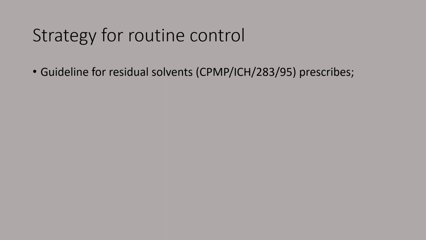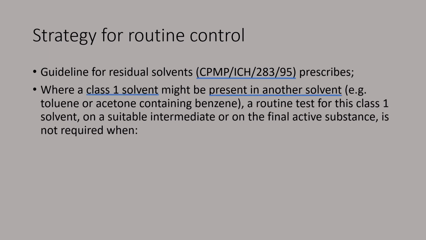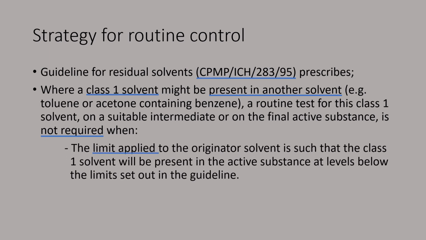Let us see the strategy for controlling residual solvents for protein manufacturing. The guideline for residual solvents, CPMP/ICH/283/95, gives complete details on residual solvents. This guideline prescribes that where a class 1 solvent might be present in another solvent, for example toluene or acetone containing benzene, a routine test for this class 1 solvent on a suitable intermediate or the final active substance is not required when the limit applied to the originator solvent is such that the class 1 solvent will be present in the active substance at levels below the limits set out in the guideline.